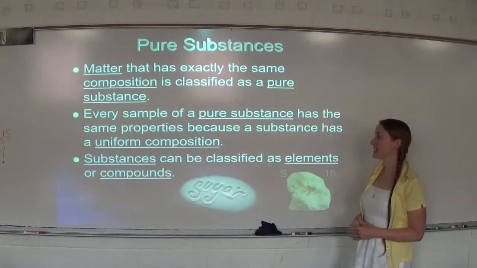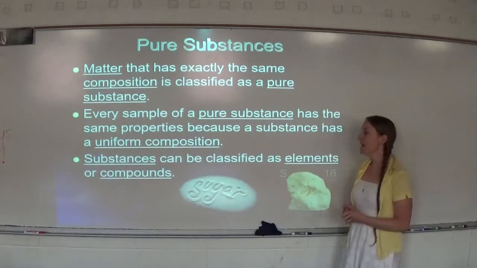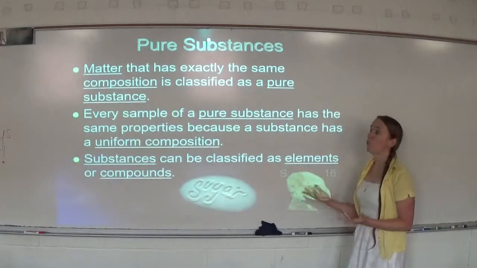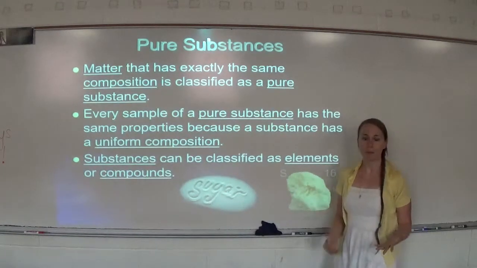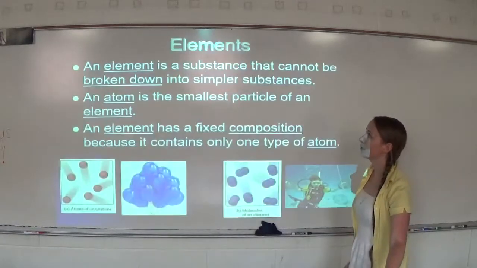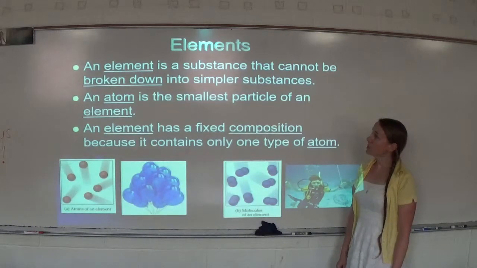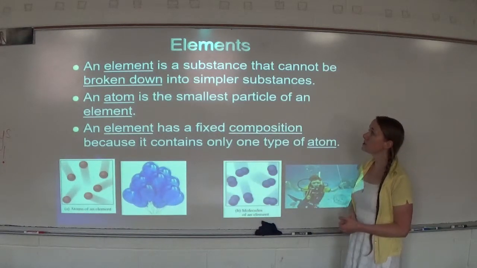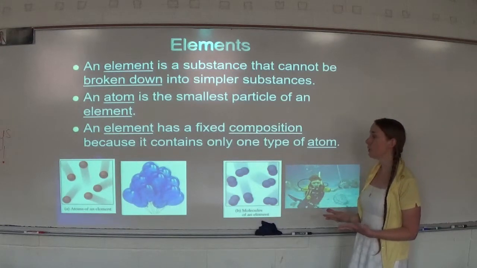Substances can be classified as elements or compounds. So anything on the periodic table is a pure substance, and compounds such as sugar, which is known as sucrose, and water, as long as it's pure, H2O, those would be examples of compounds, multiple elements bonded together. An element is a substance that cannot be broken down into simpler substances. You can find them on the periodic table. An atom is the smallest particle of an element. An element has a fixed composition because it contains only one type of atom.